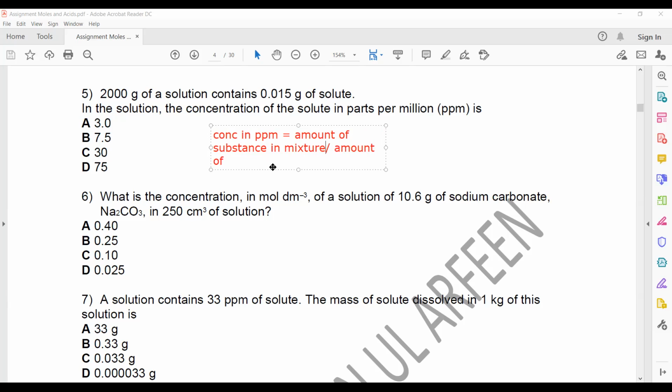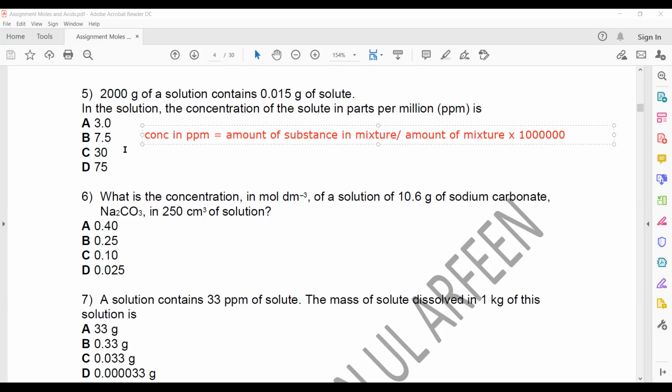This amount can be moles, this amount can be volume, this amount can be mass as well, multiplied by 1 million. So we need the concentration in ppm. So the amount of substance or amount of solute in a mixture is 0.015, the amount of mixture is 2000, multiplied by 1 million, so 10 exponent 6.